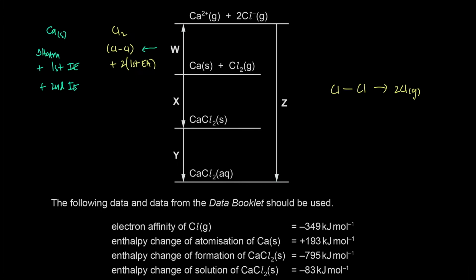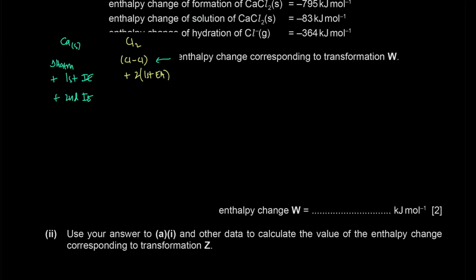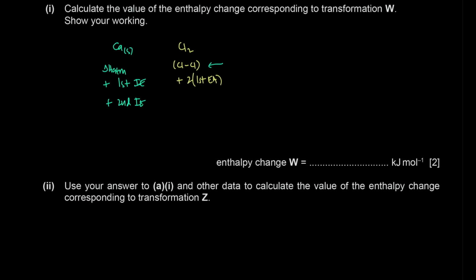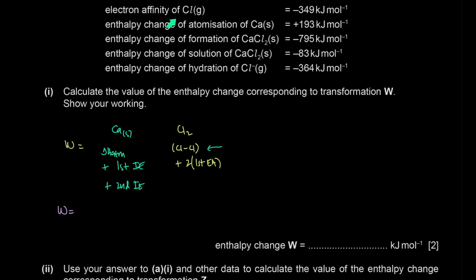So what we have over here is, we look at transformation W. This is what you have for transformation W. W is when you add up all of these together. So we can say that W is equal to the atomization of calcium, sorry, which is given to us. That is 193.